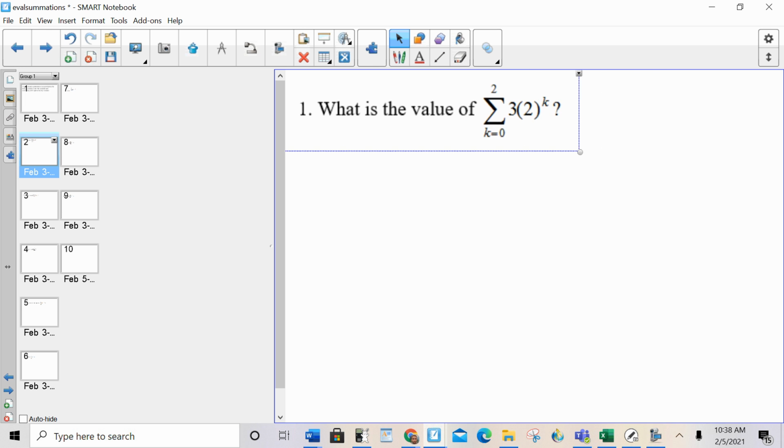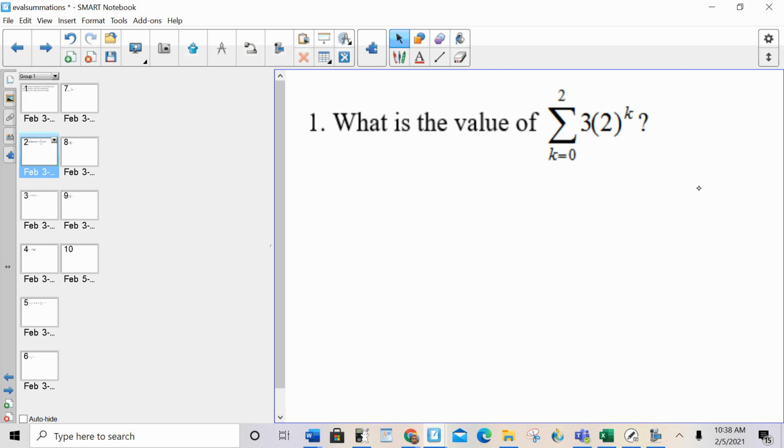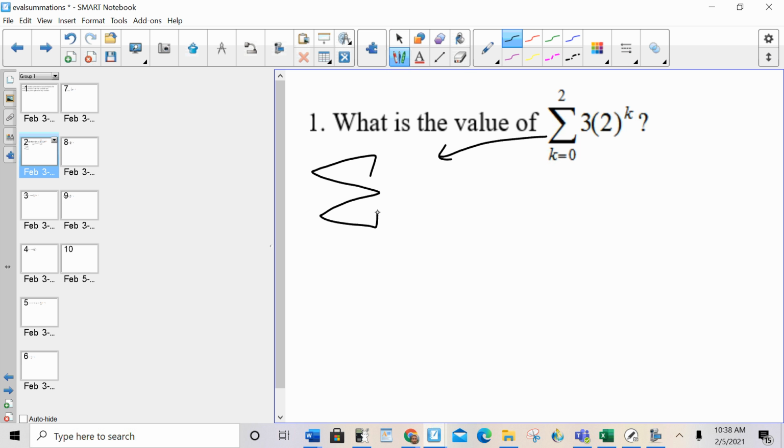You must be saying, what in the world is this? So this thing is a Greek letter. It's called sigma, and it's the symbol for summation. So here is how this works.